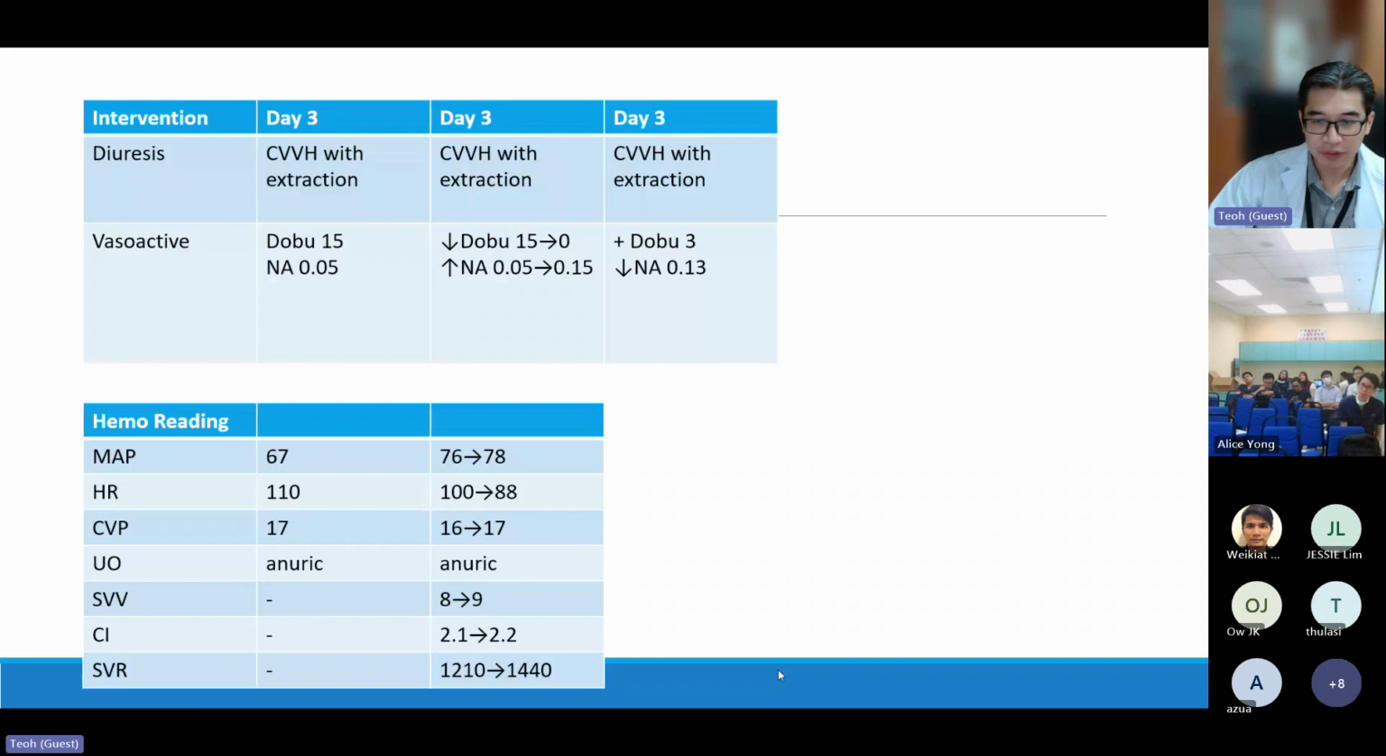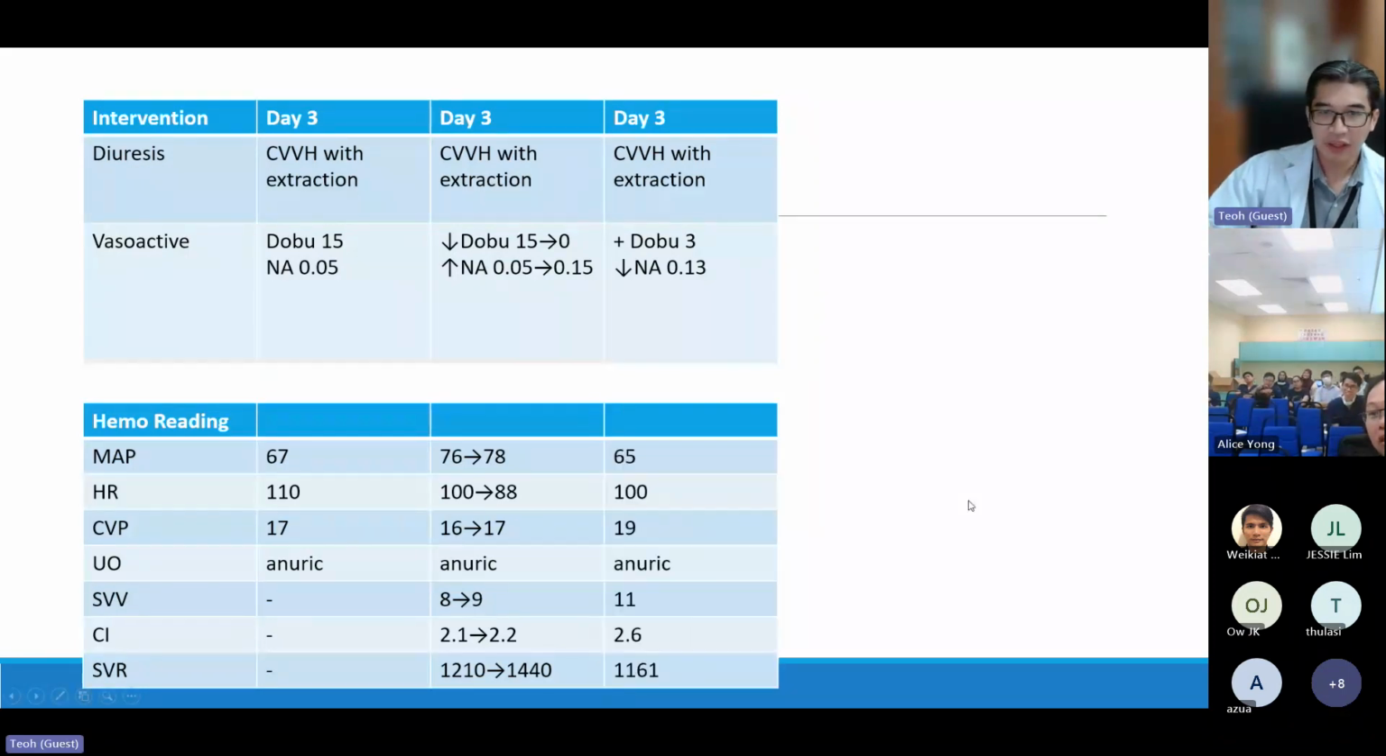Okay, so this is what happened. MAP dropped. Yes, you're right, Dr. Joshua. And of course, the heart rate increased, 100 now. And if you can see here, the cardiac index is perfect, 2.6 already, but your SVR keeps dropping.